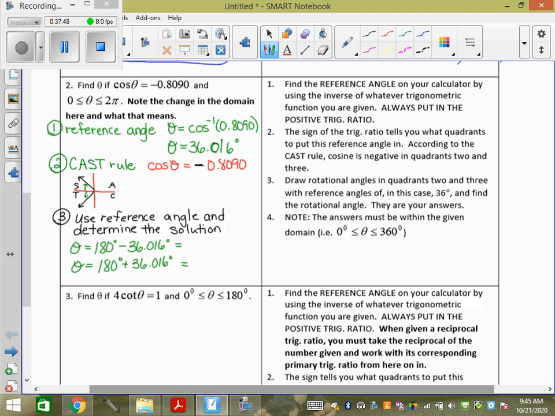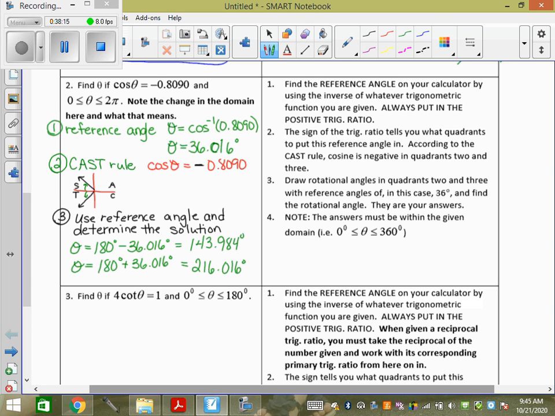And to be honest, I would have just held that decimal if I had a calculator where I can go up, and I would take the whole thing. So I'm going to get 143.984 degrees, which is a lovely degree. And 216, which is also a lovely degree.